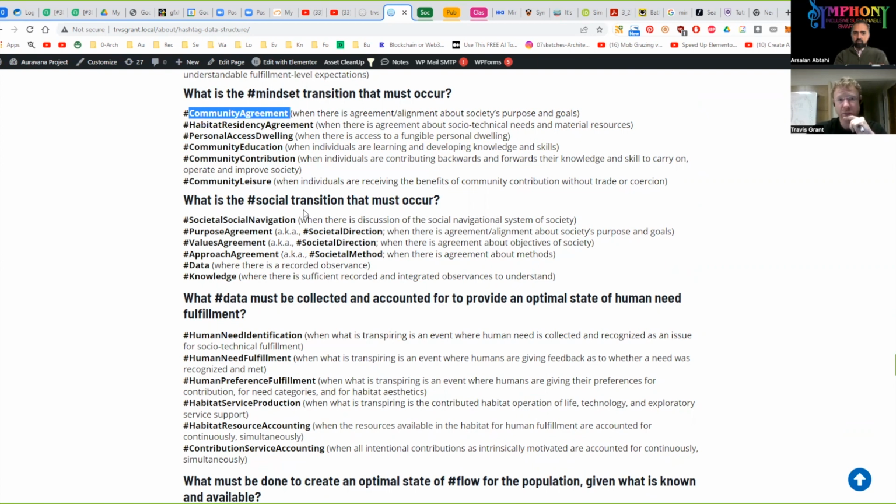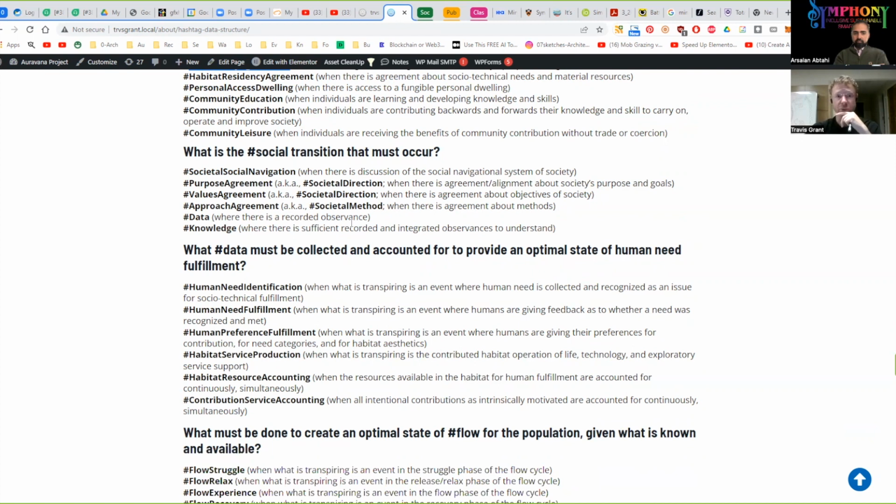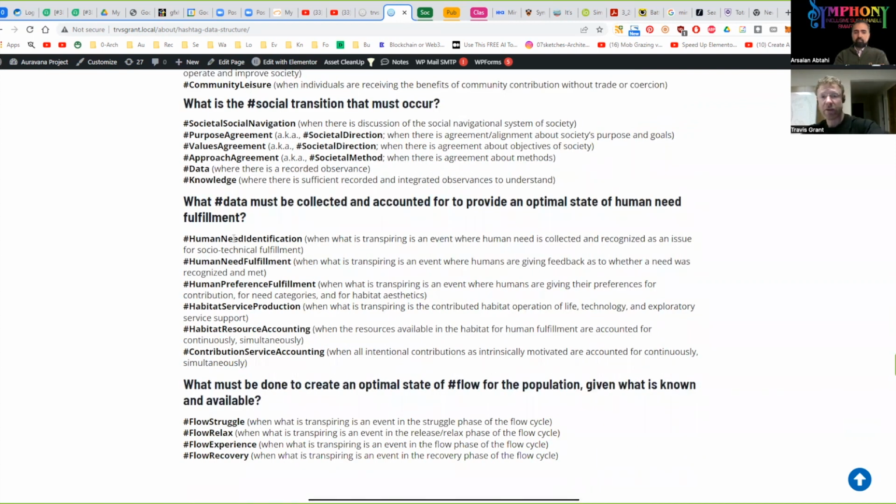What is the social transition that must occur? Societal social navigation has to change: purpose, the direction, values, the orientation, and then the approach or the methodology, selection of methods. And we inform that by data and knowledge, and also agreements as above. Then the data we have. When we're talking about certification in terms of this type of standard, this is where this is certified. You have an identification of the needs of the humans within the habitat, because first you have to identify needs. And I'm talking about not subjective needs, I'm talking about objective needs, which we've listed in the project plan list. You can then have preferences.